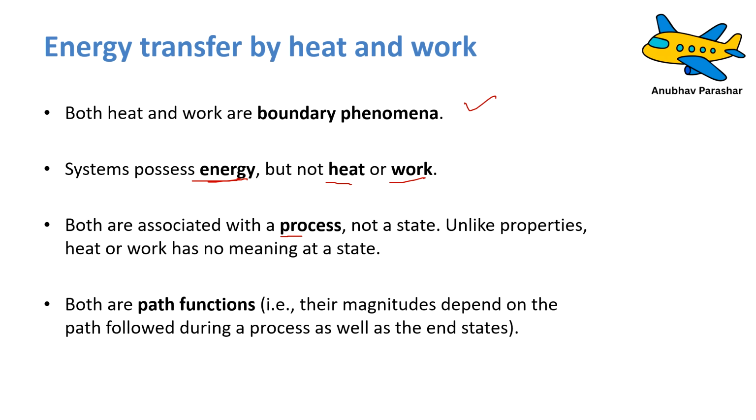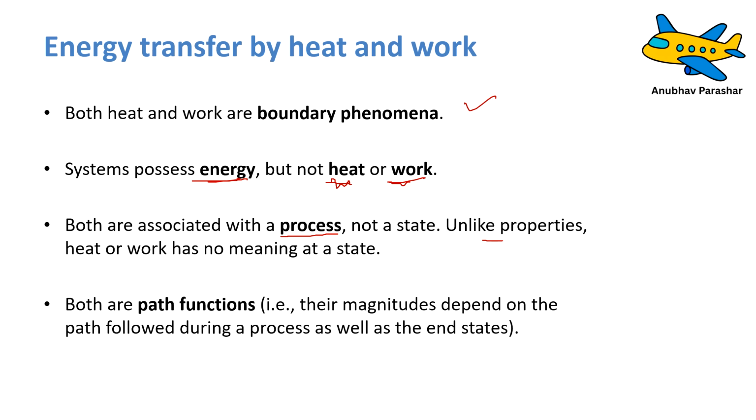Both heat and work are associated with a process. Whenever a process takes place, we say heat transfer or work transfer has taken place. It might be zero, but heat transfer and work transfer only take place when there is a process, right? And unlike properties, heat and work do not have meaning at a particular state. Suppose the system is at temperature T1 and volume V1. For that, temperature and volume do have meaning, right? The pressure, internal energy and enthalpy will have meaning, but there is no meaning of heat and work when the system is at a particular state.